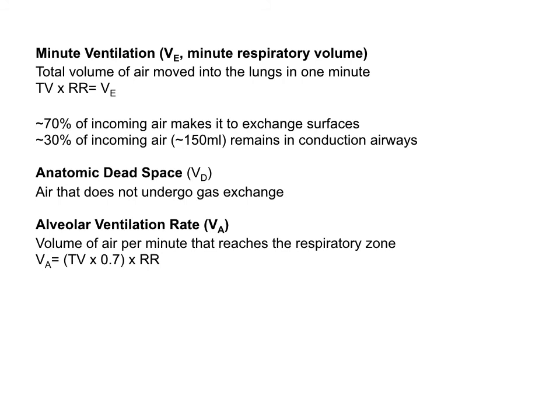Now, calculating alveolar ventilation rate is very similar to minute ventilation. We're just going to add in one step to calculate the 70%. So to calculate alveolar ventilation rate, you're going to take your tidal volume and multiply it by 0.7 so that you're just looking at the volume in one breath that makes it to your respiratory division. And then multiply that number by your respiratory rate.